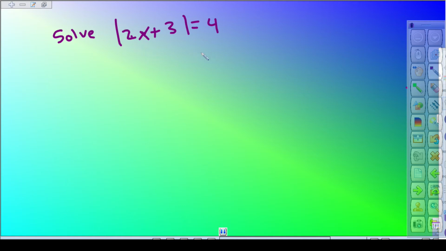In this case, I've got to split. So as we do a split, you will lose the protective bars for the absolute value. So this one is going to give you 2x.